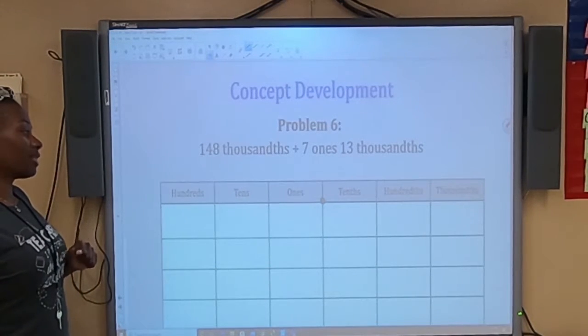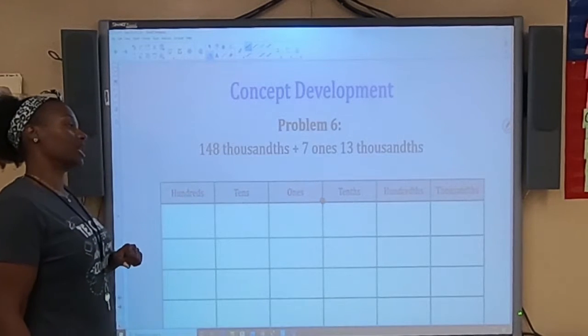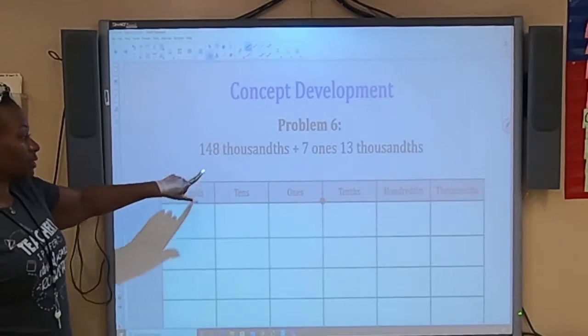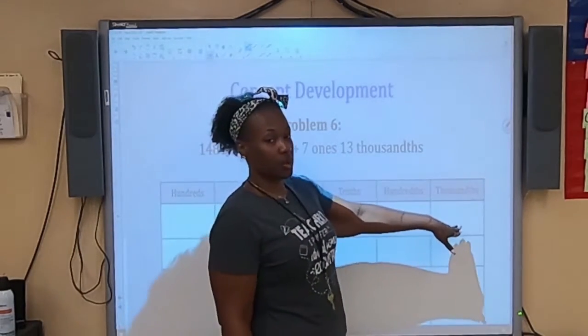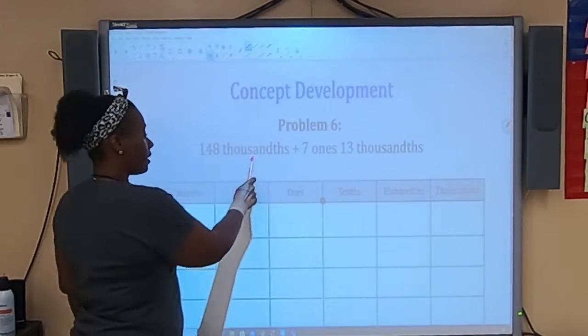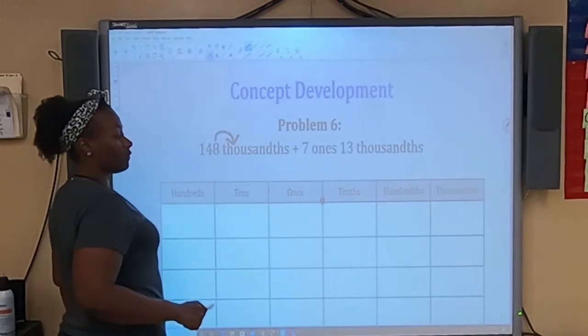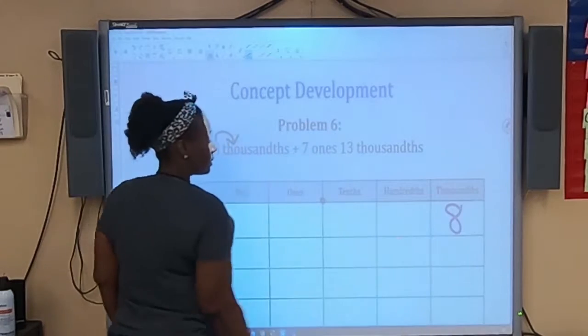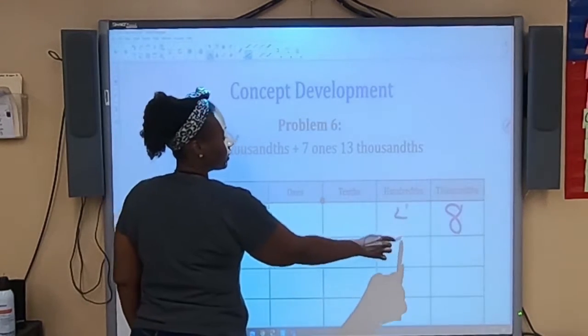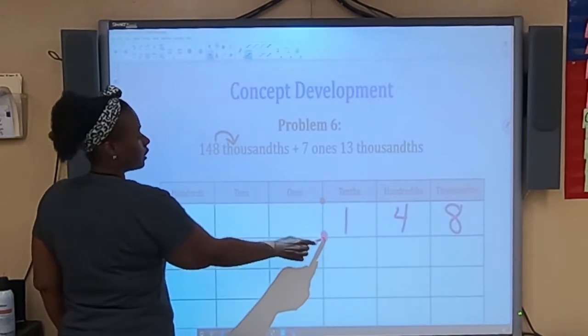Now we have 148 thousandths plus 7 ones, 13 thousandths. Well, notice they gave us unit form. I'm not going to put all 3 digits in this one place value. So because I got thousandths and the 8 is right in front of it, that's what sits in that place value. So the 8 can stay in the thousandths, but the 4 has to shift and the 1 has to shift. So there's our number.